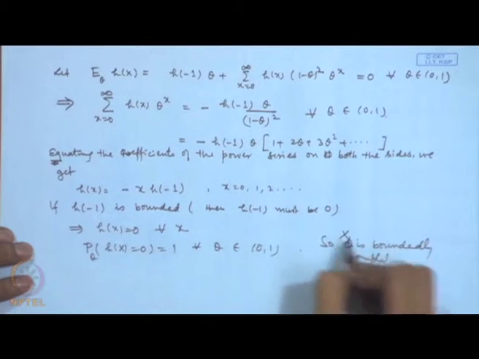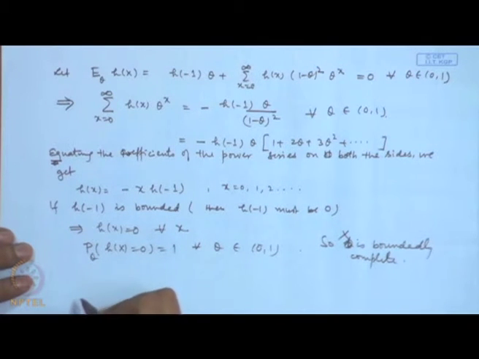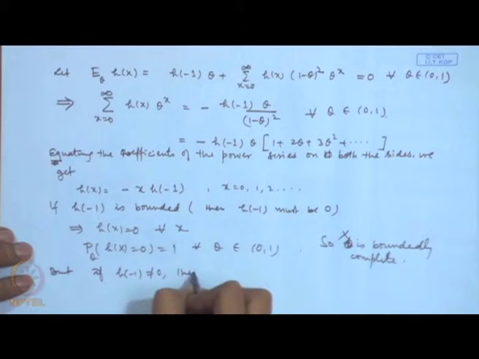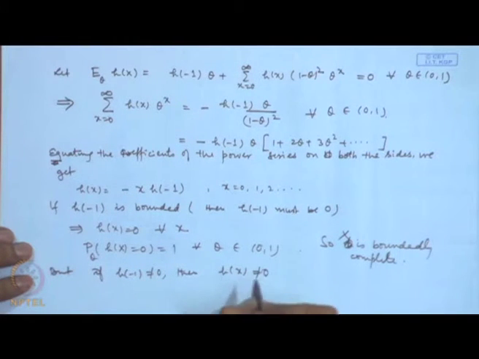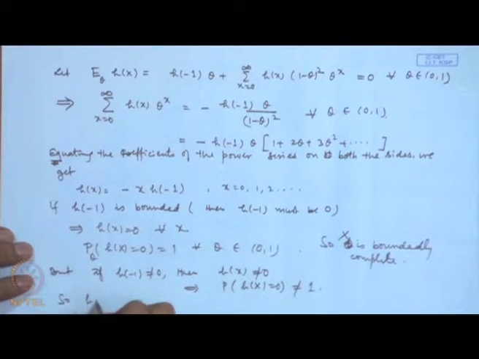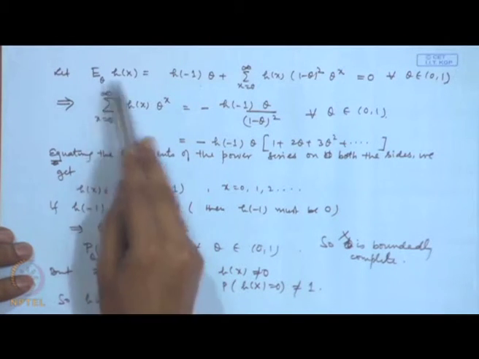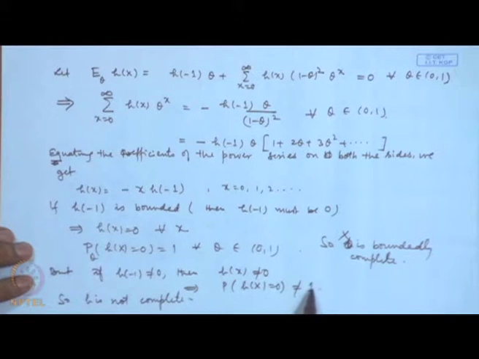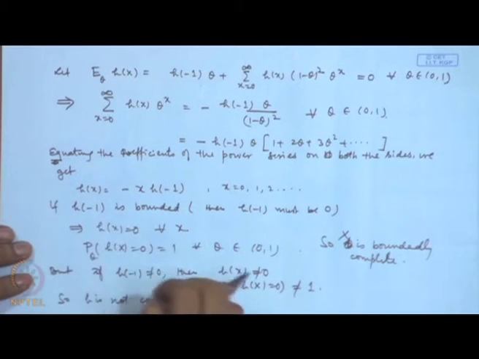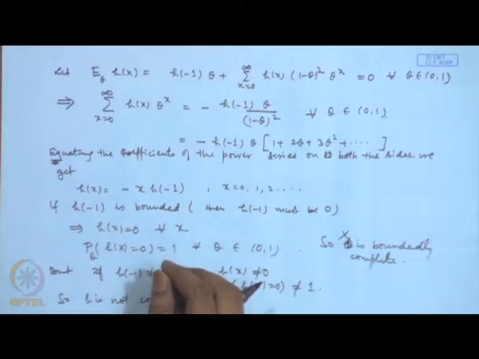But if h of minus 1 is not 0, then h(x) is also not 0. This implies probability that h(X) is 0 cannot be 1. So, the family is not complete, because expectation of h(X) is 0, but h(X) will not be 0 with probability 1. So, this is an example of a boundedly complete family of distributions, which is not complete.